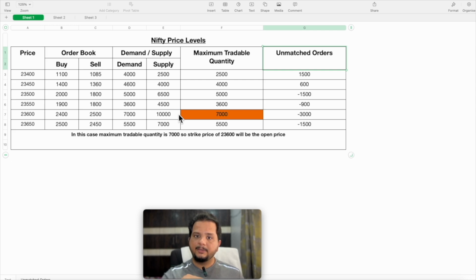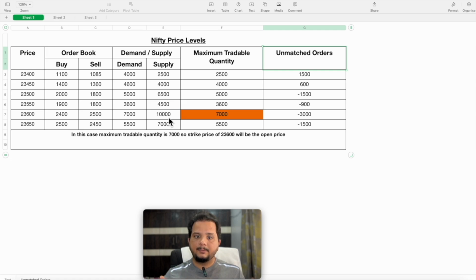If the supply is more and demand is less, whatever the demand is, that becomes the maximum tradable quantity. If the demand is more and supply is less, what happens? Whatever the supply quantity is, that becomes the maximum tradable quantity. For each buy order there has to be a sell order, and that becomes the maximum traded quantity.